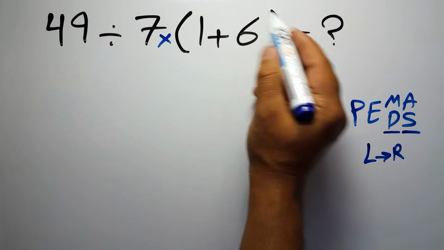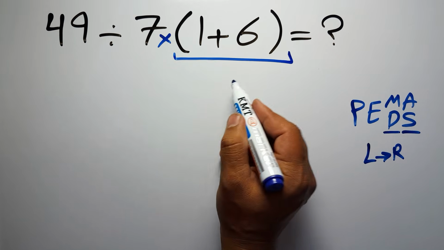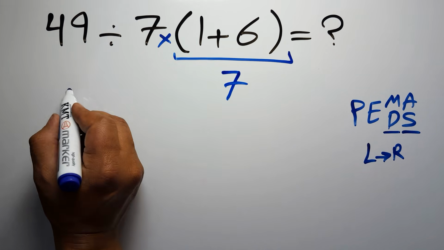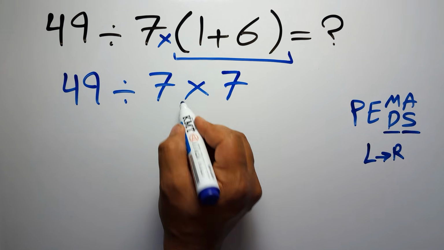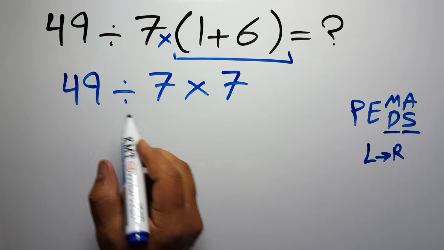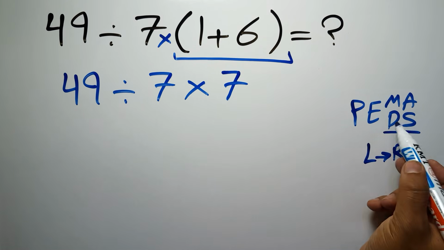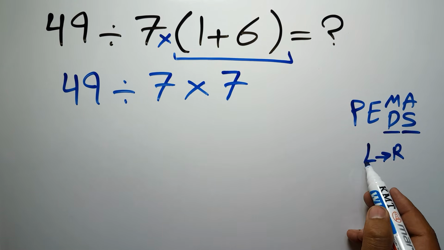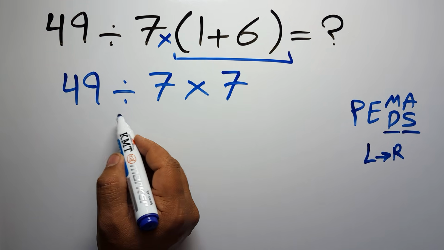So first we have to do this parentheses. Inside this parentheses we have 1 plus 6, which equals 7. So 49 divided by 7, then times 7. Now we have one division and one multiplication. As I said, multiplication and division have equal priority and we have to work from left to right. So here, first we have to do this division.